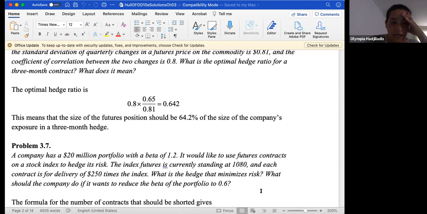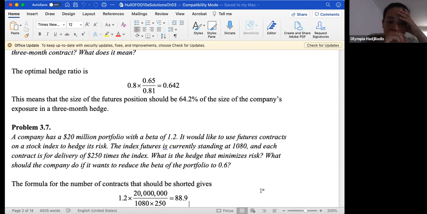A company has a $20 million portfolio with a beta of 1.2. It would like to use futures contracts on a stock index to hedge its risk. The index futures is currently standing at 1,080, and each contract is for delivery of $250 times the index. What is the hedge that minimizes the risk?